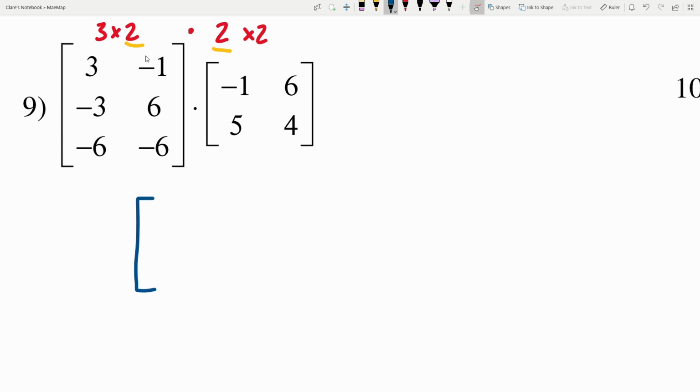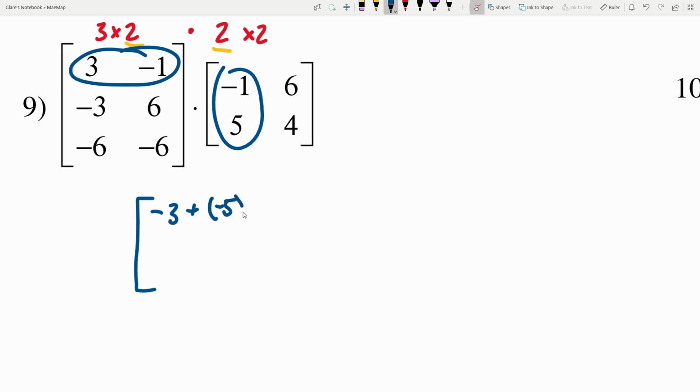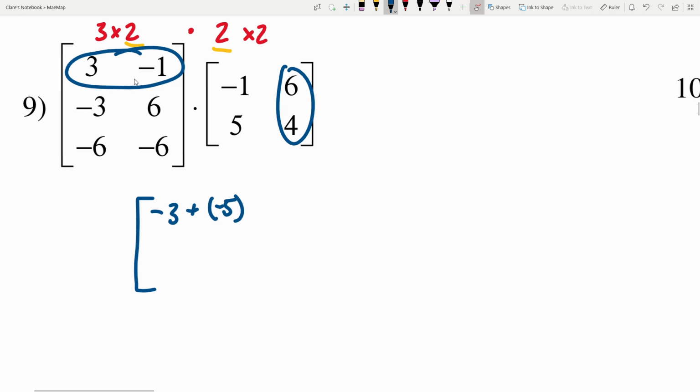So for row 1, column 1, that'll be 3 times negative 1, which is a negative 3, plus negative 1 times 5, which is a negative 5. So not much different than before. I'm just doing some of the math out as I go along. Now, row 1 by column 2, that's going to be 3 times 6, which is 18, plus negative 1 times 4, which is negative 4.